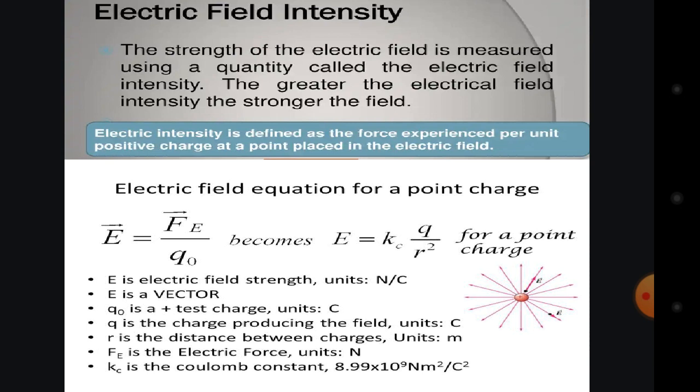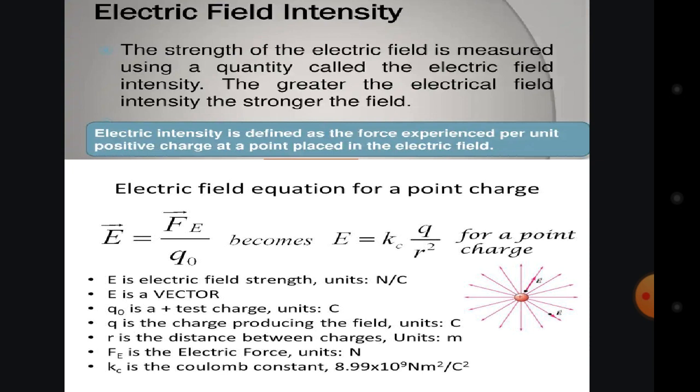So R is the distance between those two charges. And when we are talking about distance, we are talking about the meter, that is measured in m. Then Fe is the electric force. And when we are talking about force, we are talking about Newton, so electric force is measured in Newton.